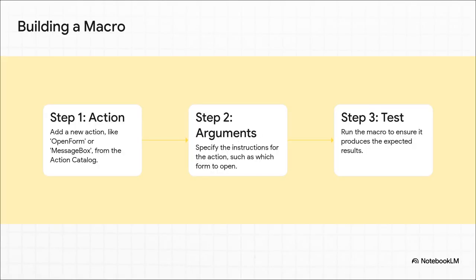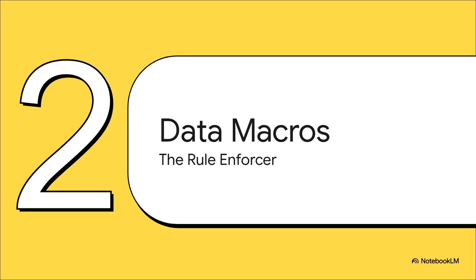And you know what? Building one is way simpler than you might think. It really just boils down to three things. First, you add an action. Open report. Second, you give it the details. We call them arguments, like which report to open. And third, you just test it out. That's it. Action, arguments, test. Simple.